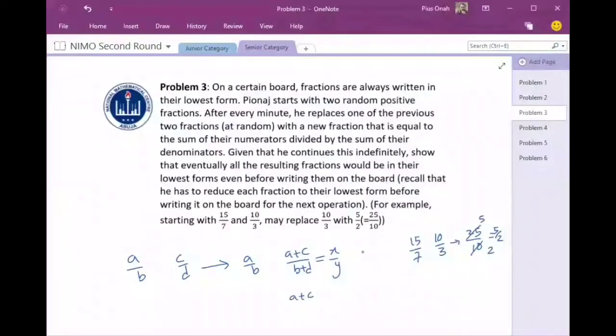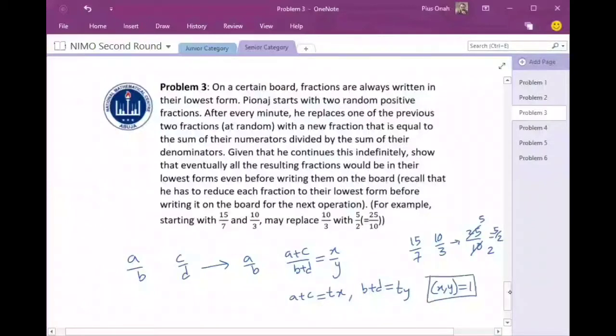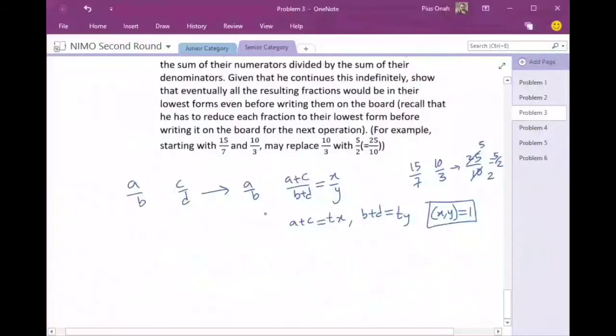So next, a plus c is tx, and b plus d is ty. And then the GCD of x and y is also 1. This is to ensure that it's in the lowest form. Okay, so we go like this, and we just keep repeating this process.